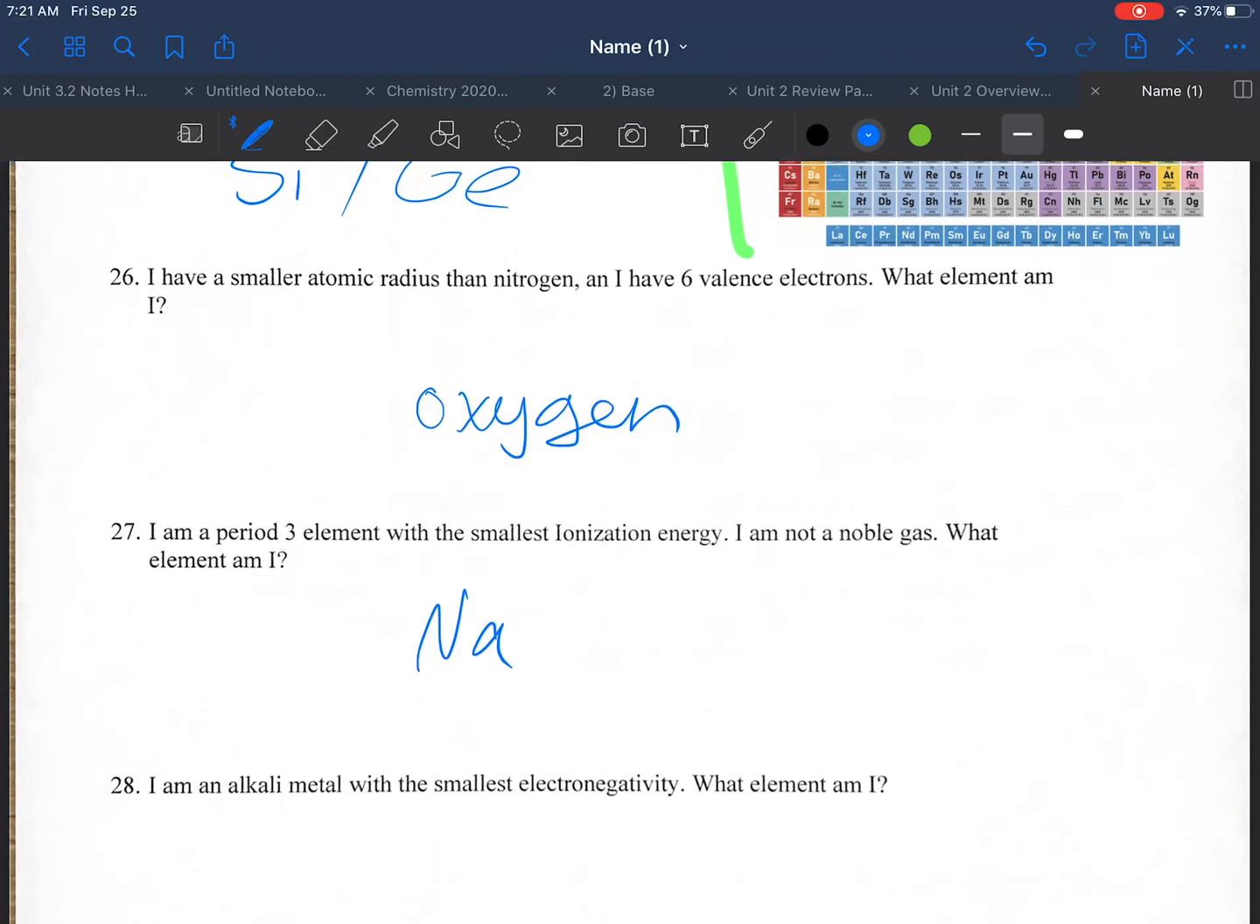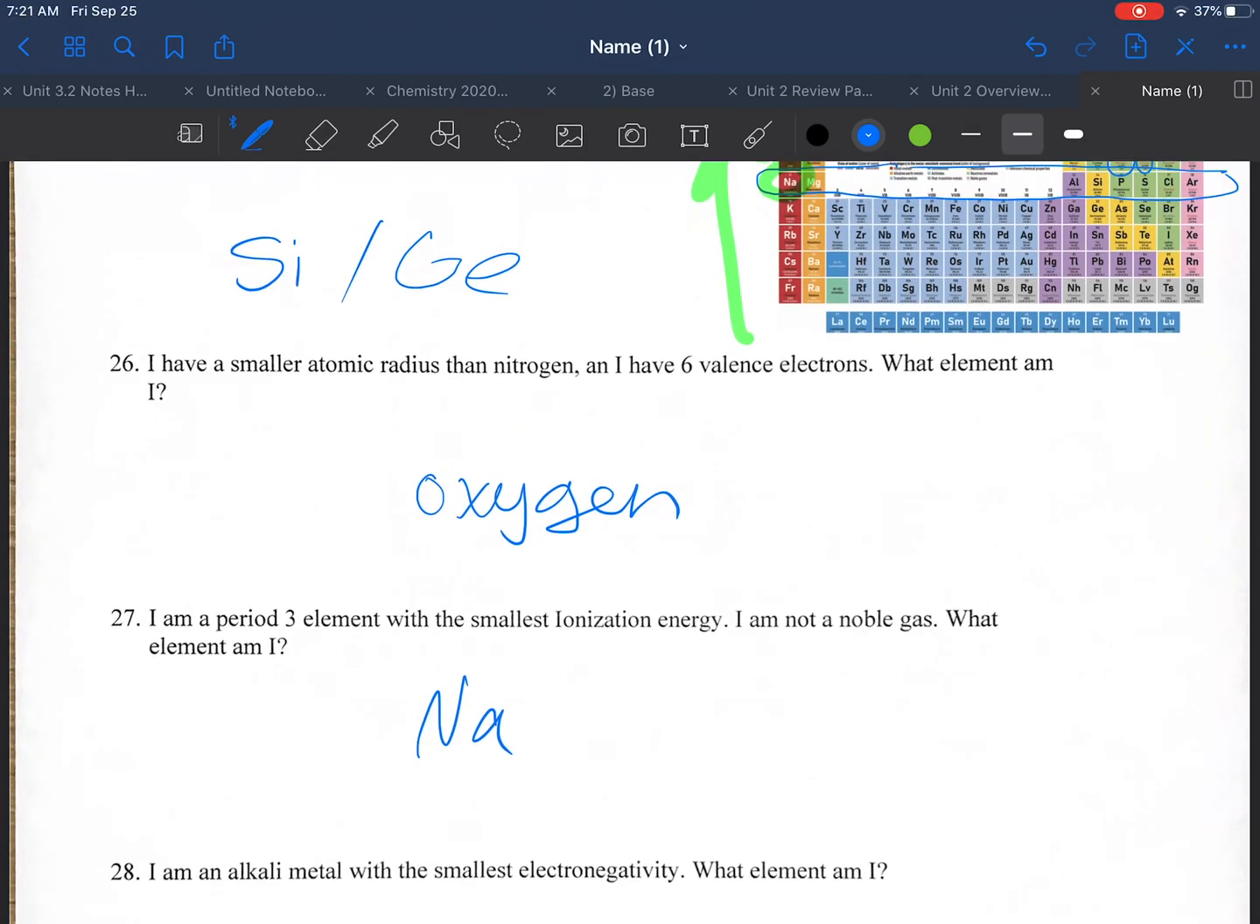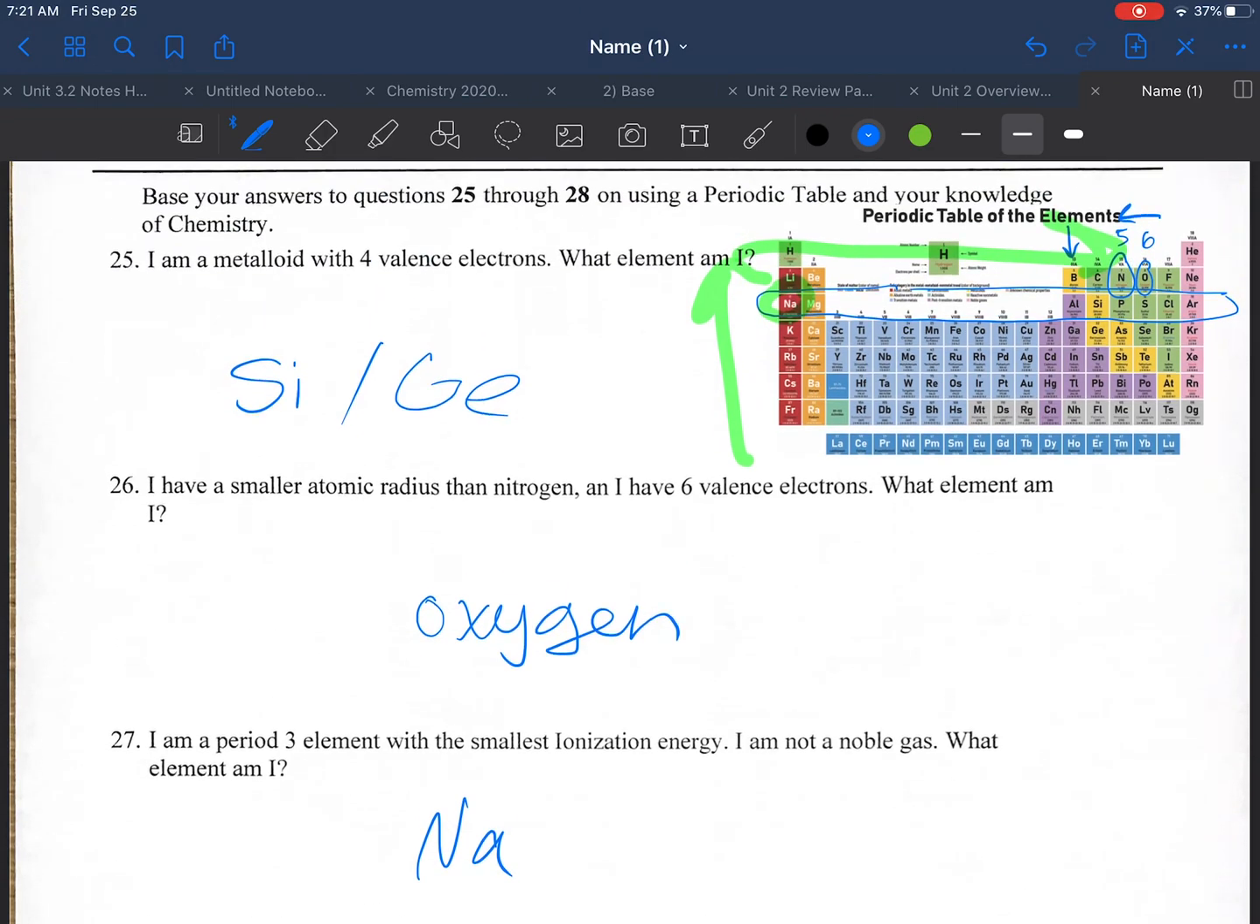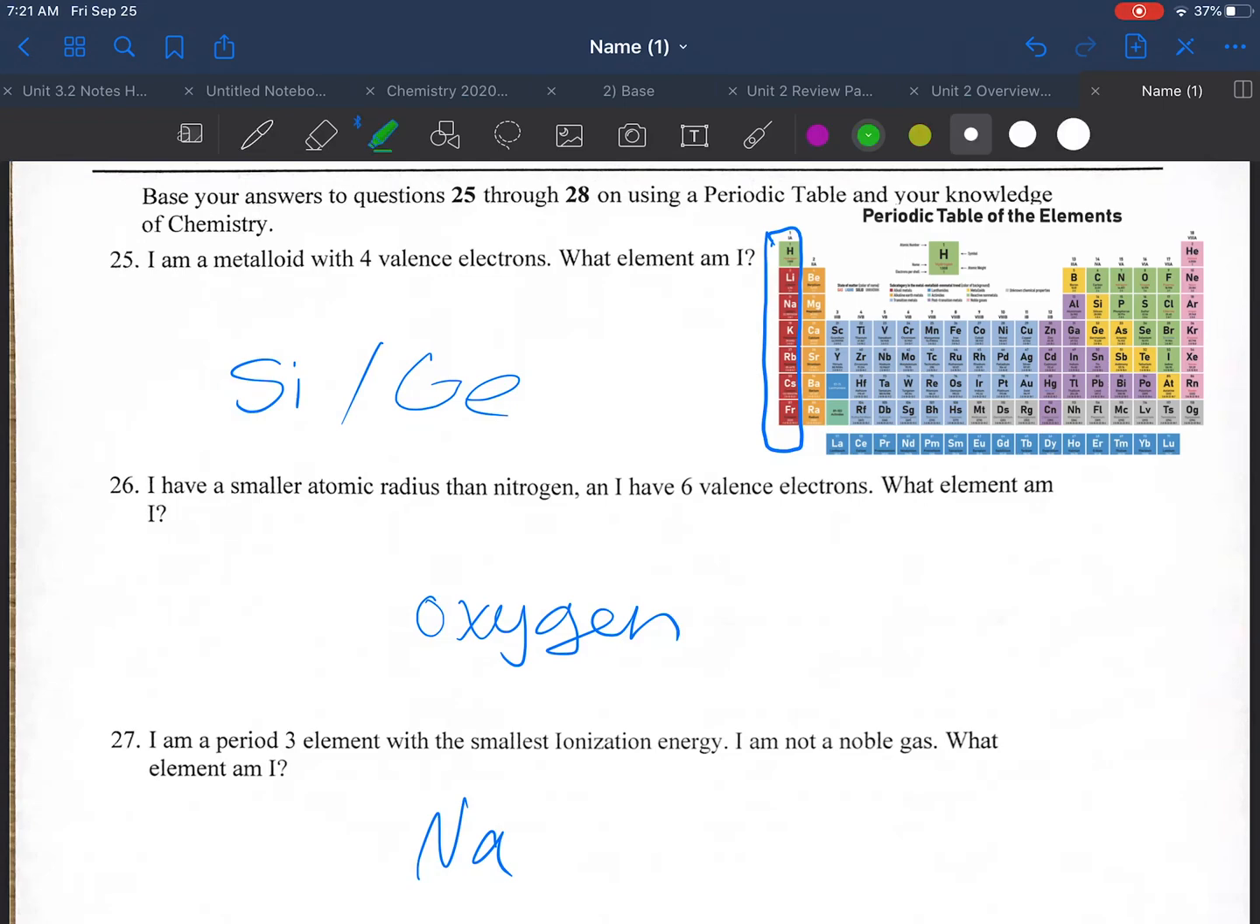Then I'm an alkali metal with the smallest electronegativity. What element am I? And again, I'm not going to ask you specific questions on what is alkali metals, but these are group 1. And so since electronegativity trends up and over, the one with the smallest is going to be francium.